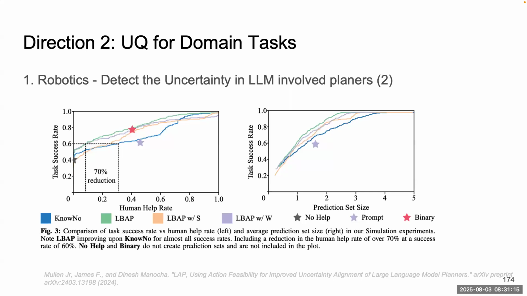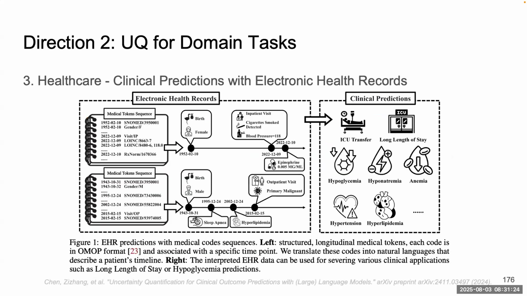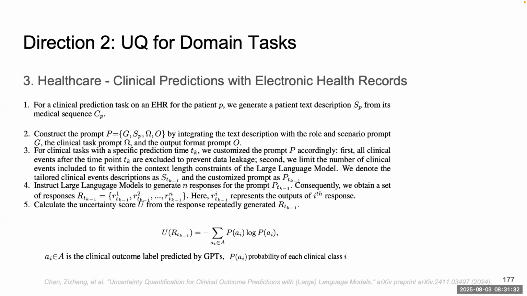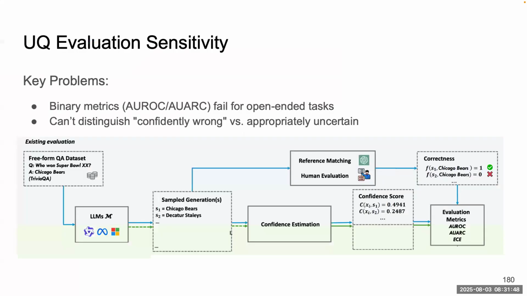And another application, I would just quickly scan this. We see people are using uncertainty quantification in sim-to-real transfer for the control of traffic signals. And we also see people doing clinical predictions in healthcare, and they're also using uncertainty quantification, but very simple ones, either entropy or the verbalized self-evaluation method. So in the end, I think we are running out of time, so I will just quickly go through some open challenges.